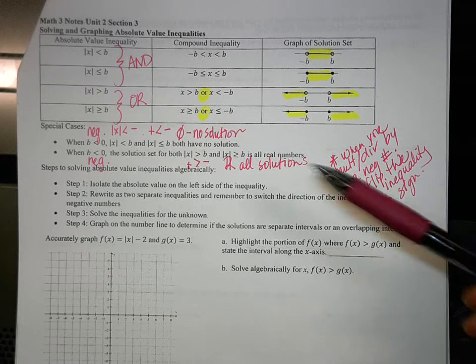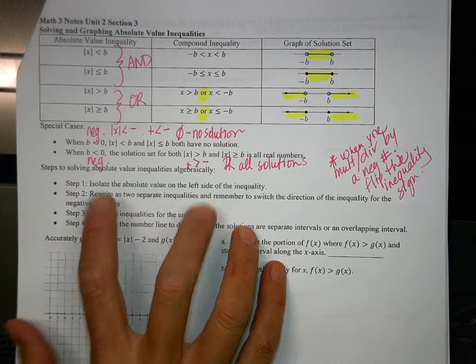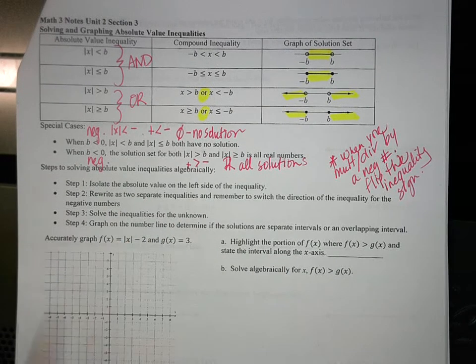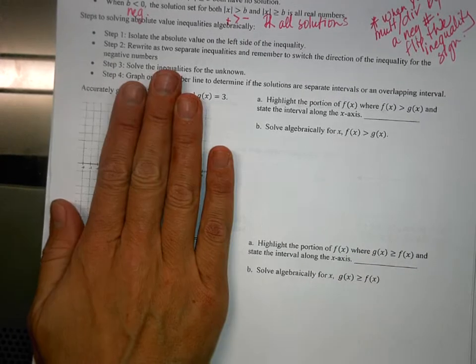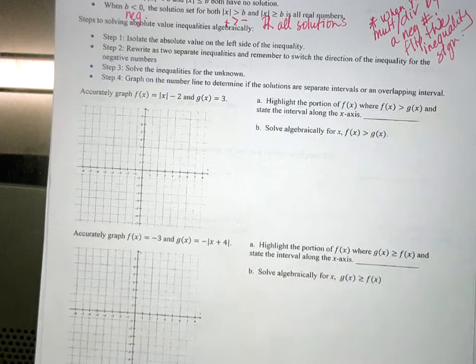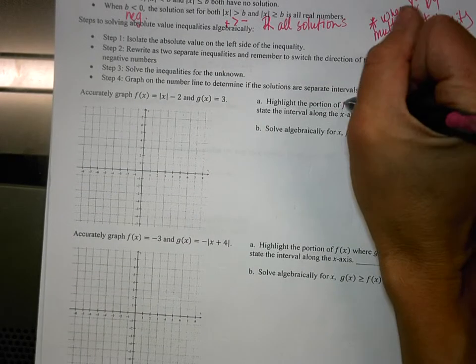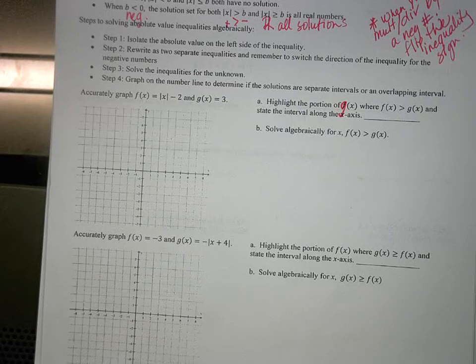So we're going to go ahead and skip down to our problems now, but there are steps. If you get stuck when you're doing your homework, you can go back and read through those. Just like yesterday, we're going to do the graphing part, and then we're going to do the algebraic part. Also, I want you to change this to g instead of f. It's supposed to be g of x, not f of x.